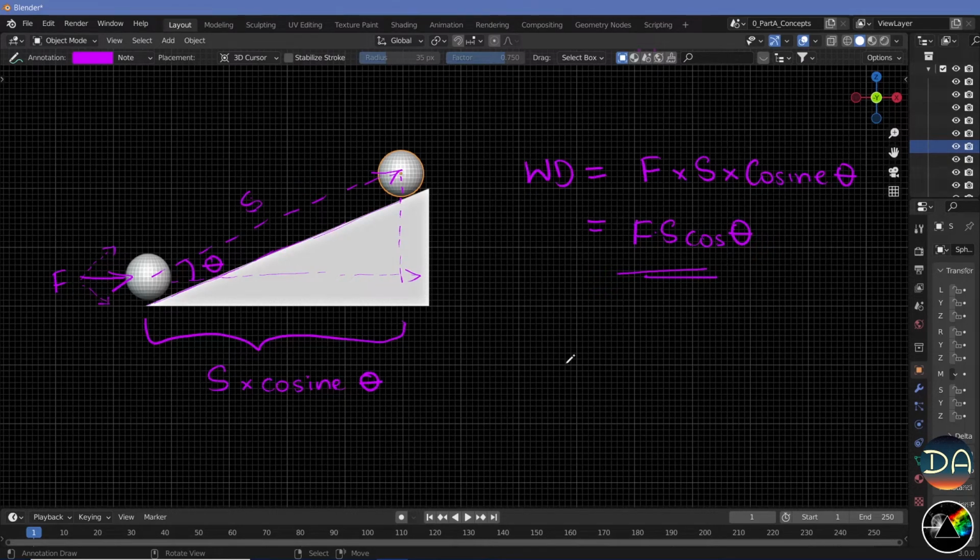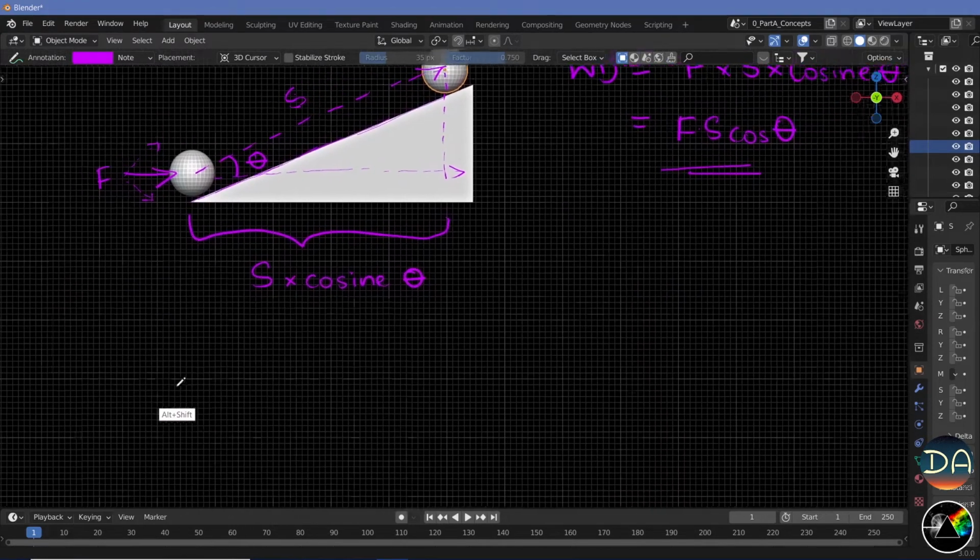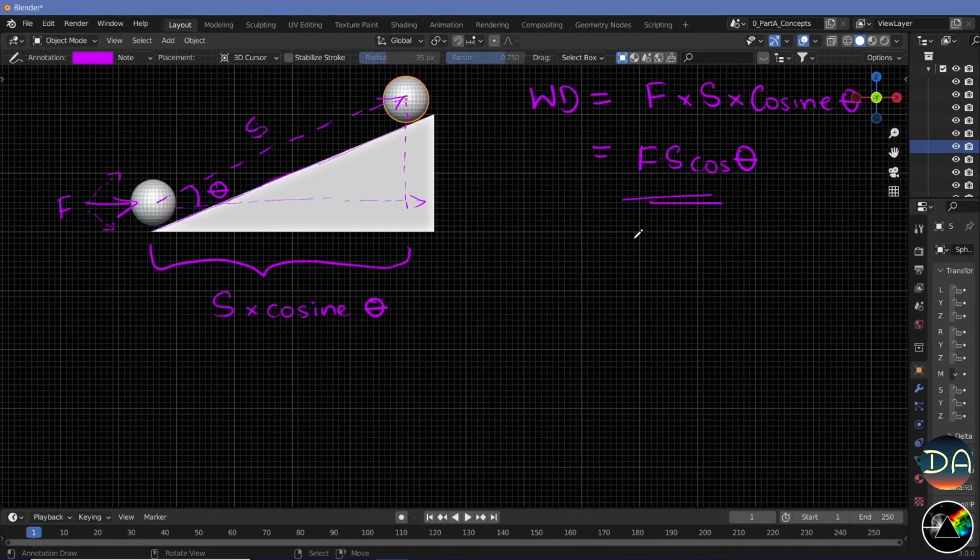So once we know this, we can actually look at a few special cases where we could find out where the work done is equal to 0, negative, positive, and so on.